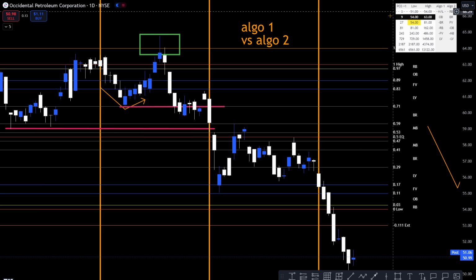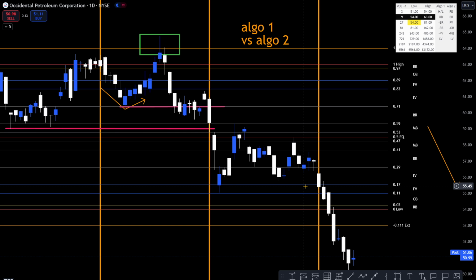Anyway, so when we're talking about Algo 1 versus Algo 2, right, it's the pathway in which it chooses to complete a dealing range. Okay? And be mindful of my language, all right?